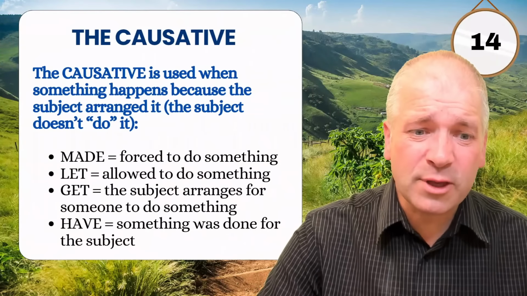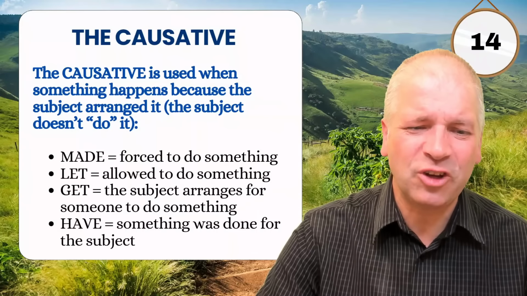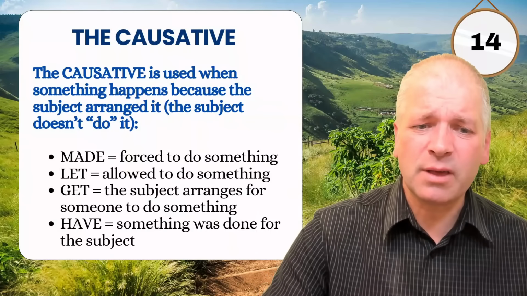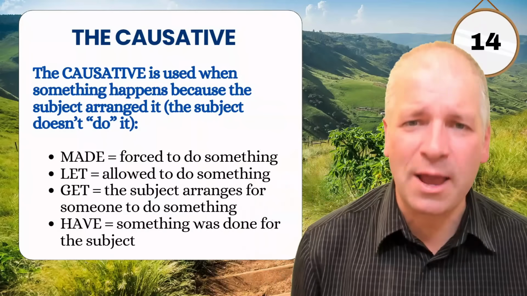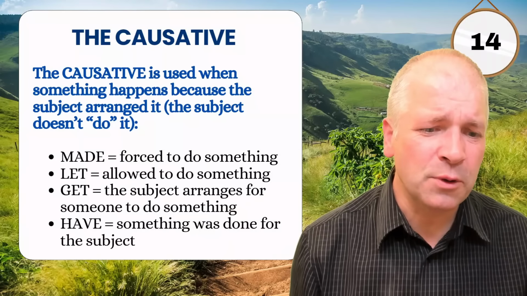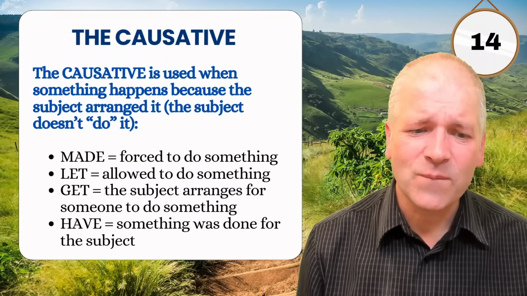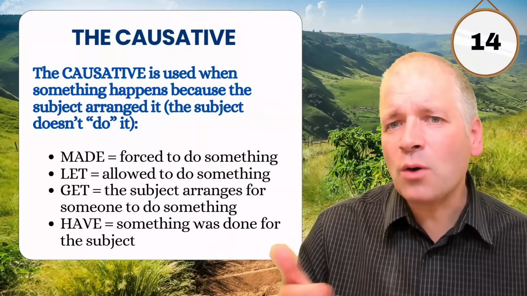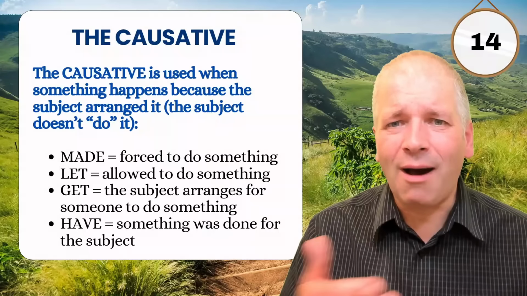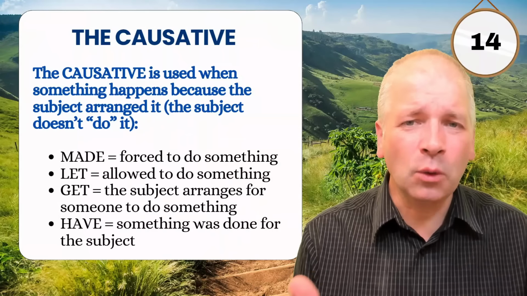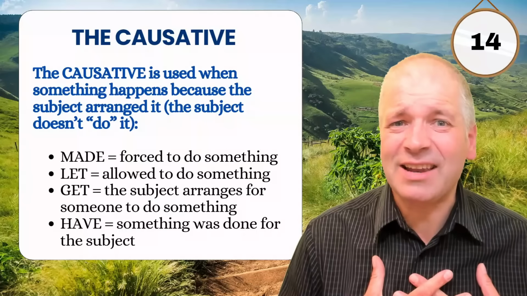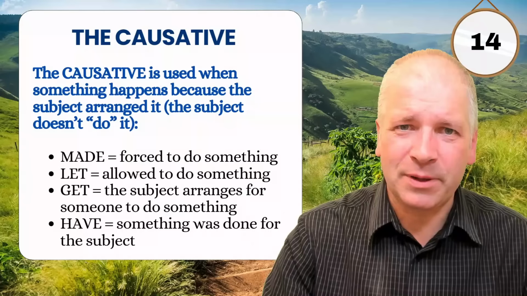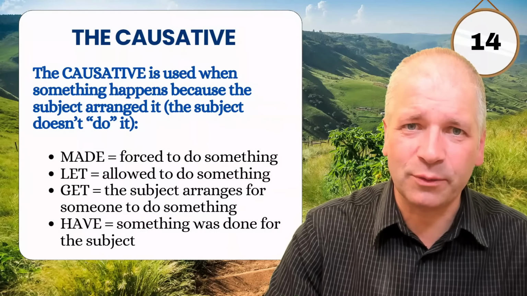The causative is used when something happens because the subject arranged it. In other words, the subject doesn't do the activity. The subject arranges for some other way for it to happen. We often do this with made, let, get and have. He made me do it. I let her do it. I got someone to do the job for me. I had someone do the job for me. In all of these examples, the subject didn't actually do the activity. It caused something else to happen instead, and that's why it's the causative.